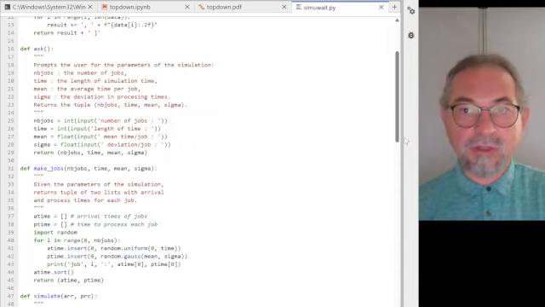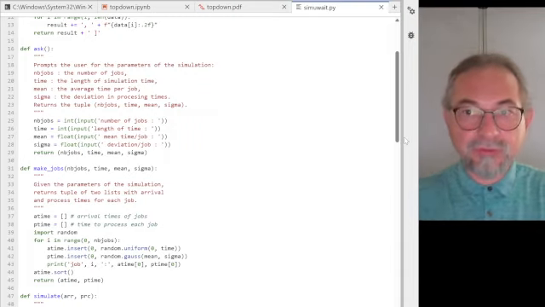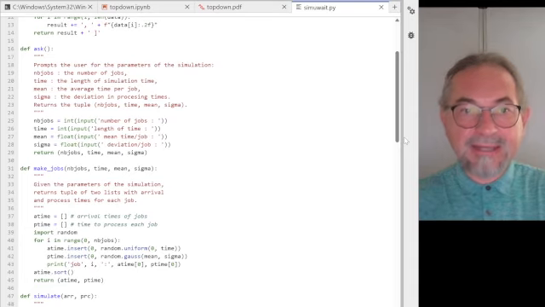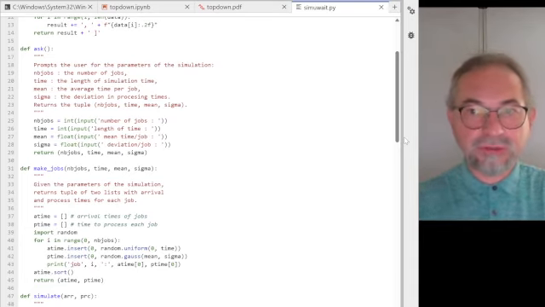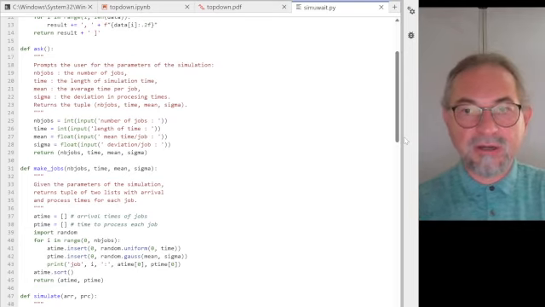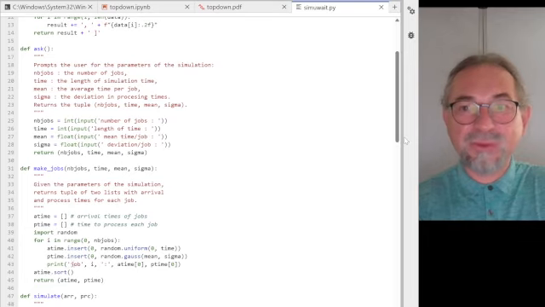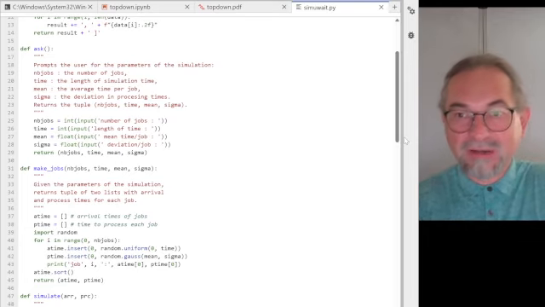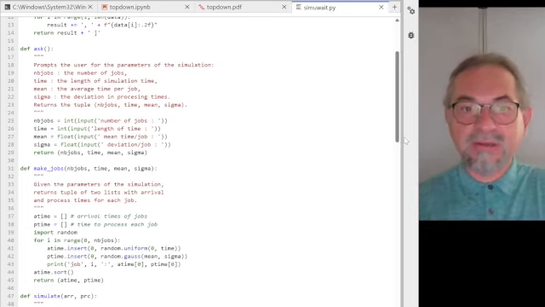That will ask the user to retry in case the input is not an integer or not a float. And you can also check for other values. For example, the mean should not be 0. That's a very bad value for a mean, because then you also have negative values for the job processing times.